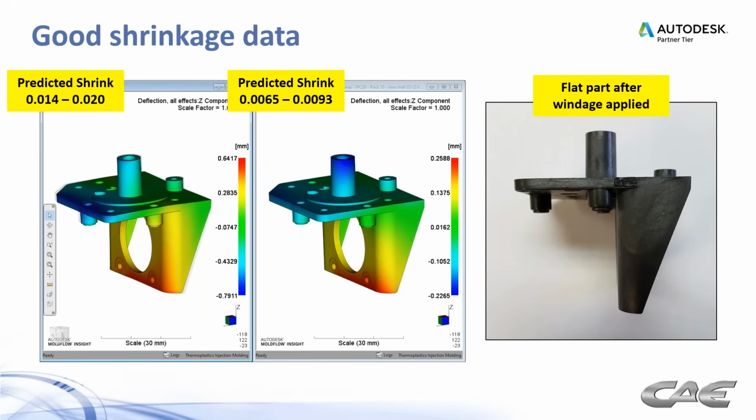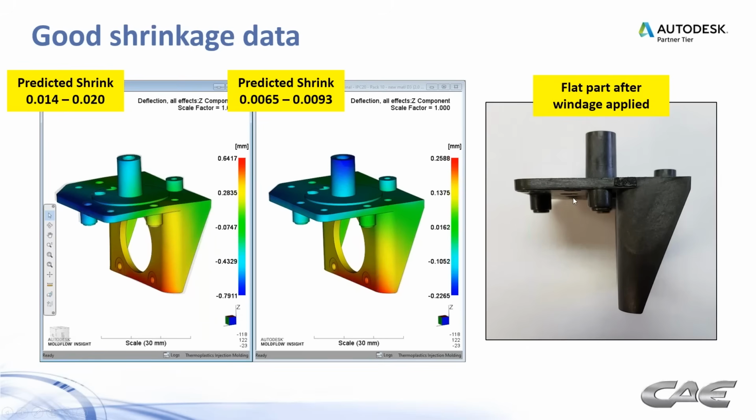But when we initially ran this, we were showing the right direction of warpage, but the magnitudes were too high. So we looked back to the material data. The material was retested, and we got much better predictions that we could use to then go into a windage solution, to apply windage and get flat parts, all done in very rapid order within a week.